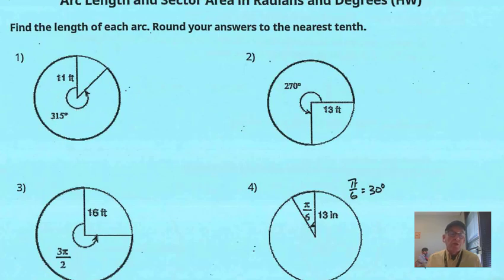We've got a 315 degree central angle. So we have 315 divided by 360. It's 315/360ths of the circumference. And the circumference is 2 times pi times r. So 315 over 360 times 2 times 3.14 times 11. So we just crunch the numbers. Normally I try to simplify the fraction, but we just plug it in the calculator.